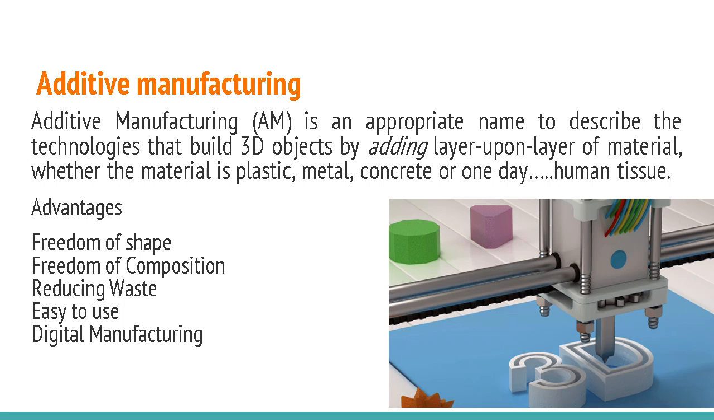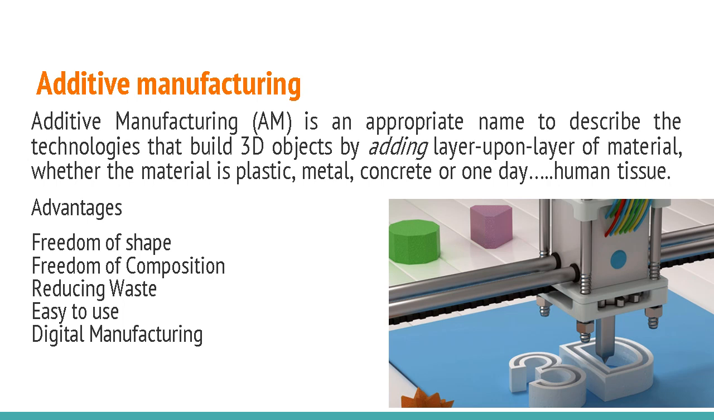Next one is additive manufacturing, short for AM. So, what is additive manufacturing? When material is poured layer upon layer, it is called additive manufacturing. Adding material is additive manufacturing, and subtracting material is subtractive manufacturing. This is the one difference between additive and subtractive.